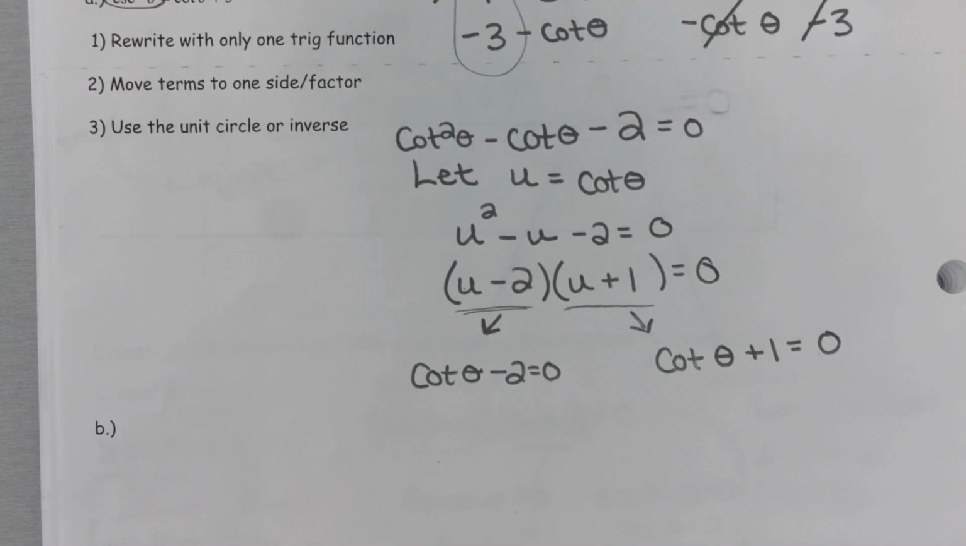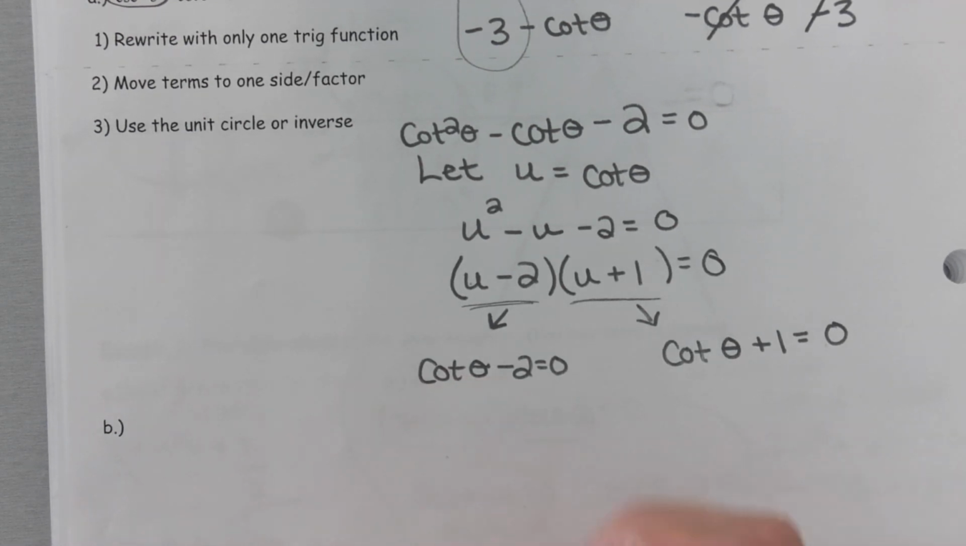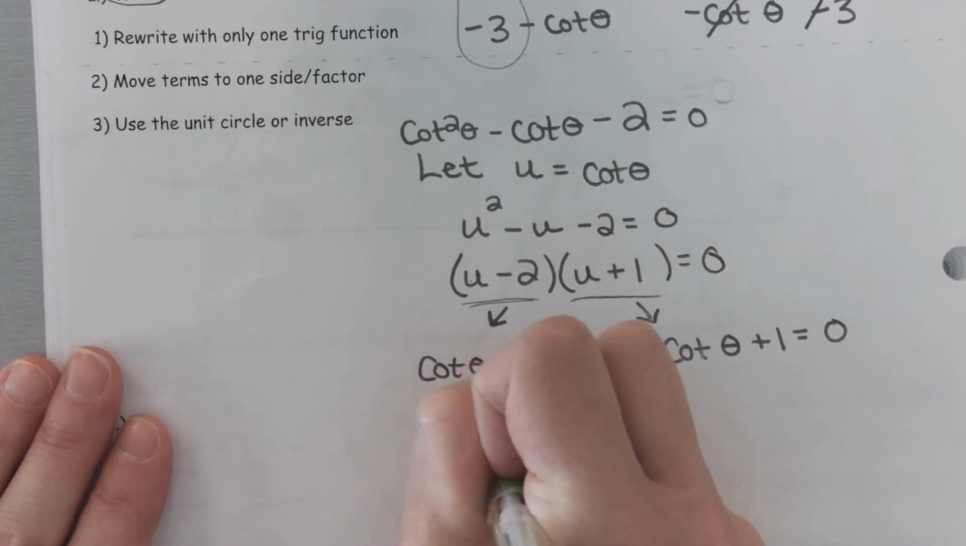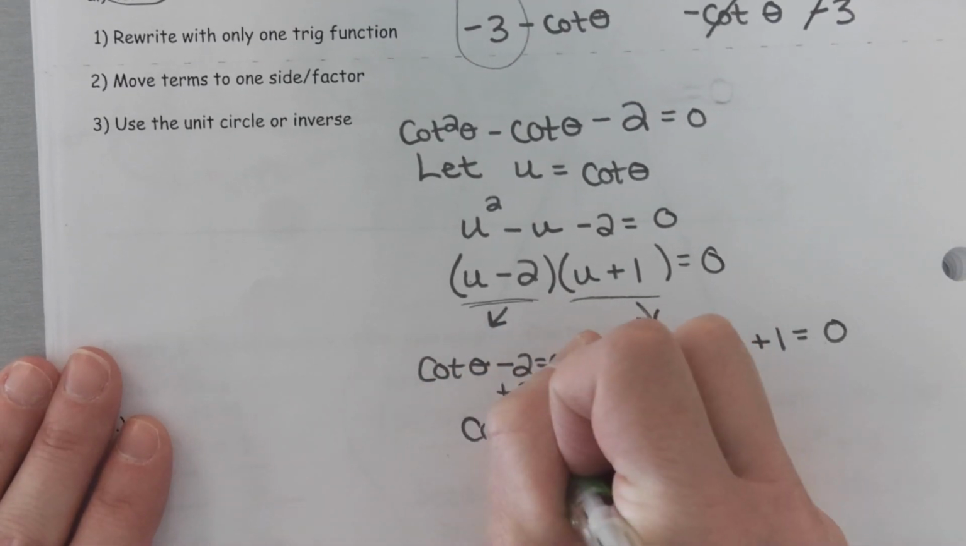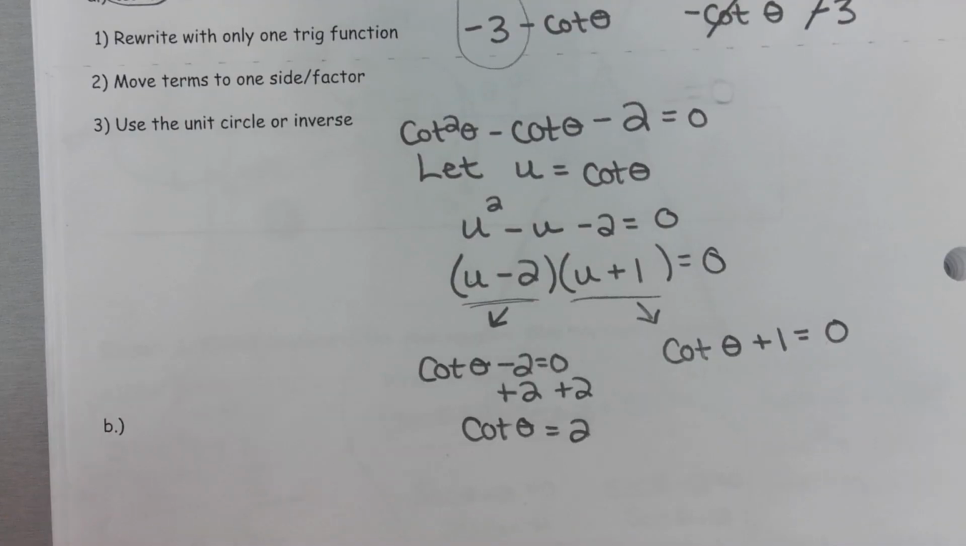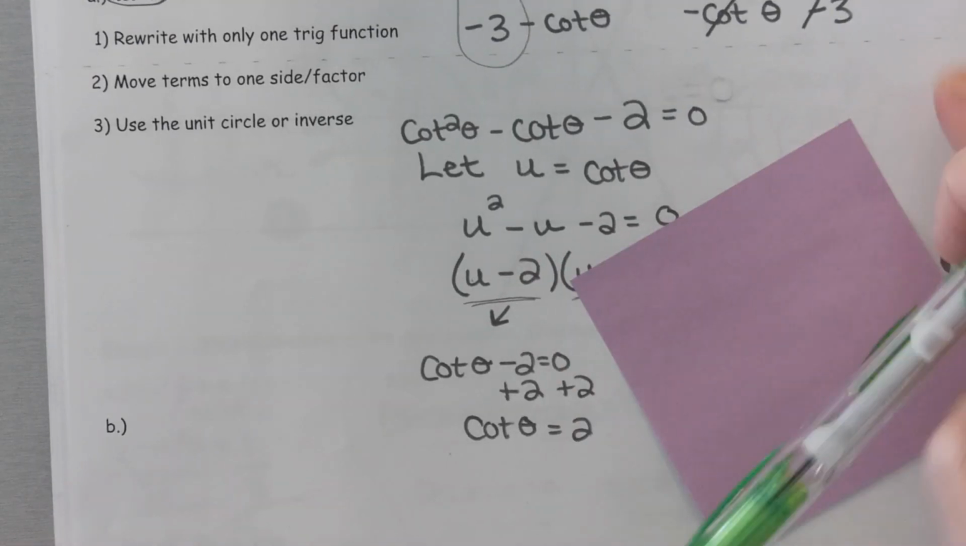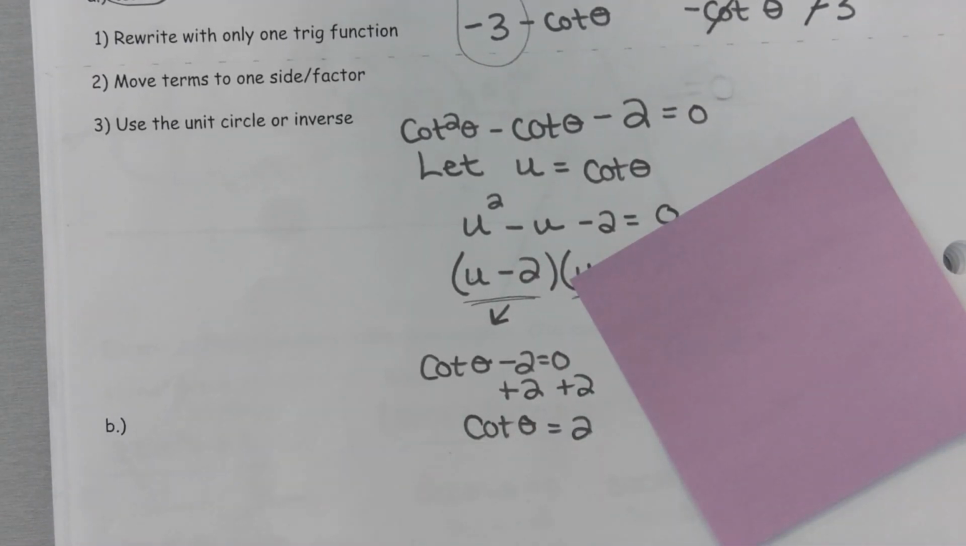Do what? We're trying to get theta alone. Add 2. Let's add the 2 first. Cotangent theta equals 2. I'll come back and deal with the other one later. I'm going to do one of these numbers so I don't even think about it right now. I'm going to deal with just this one first.